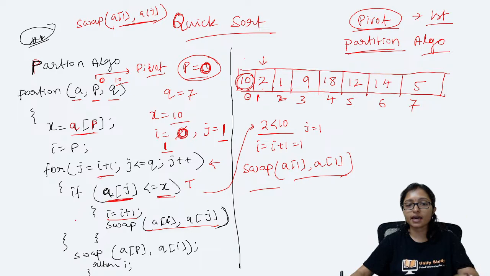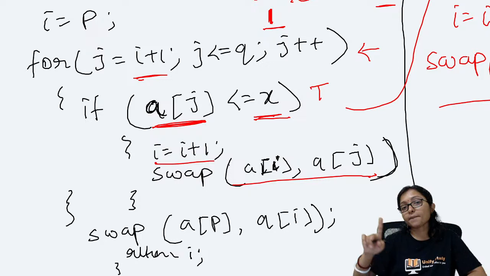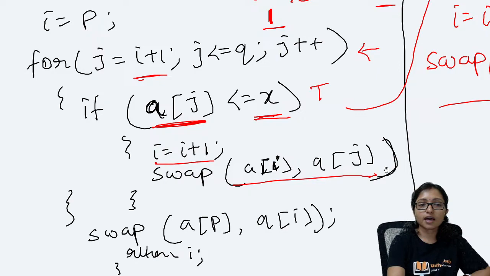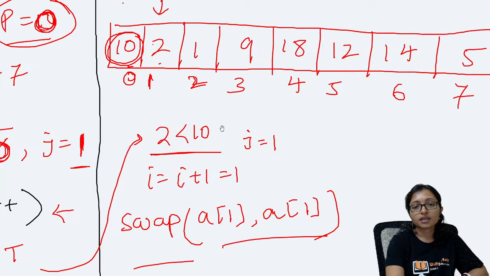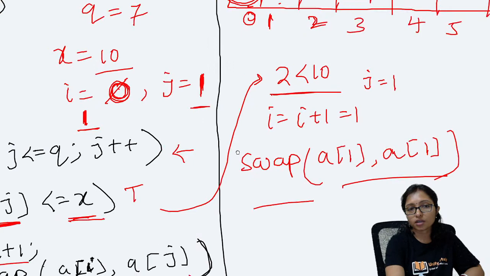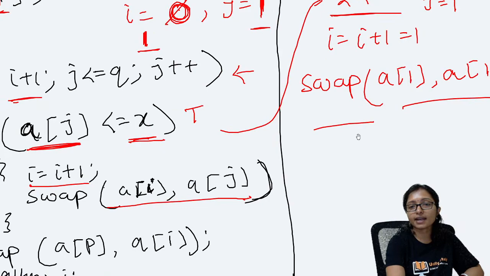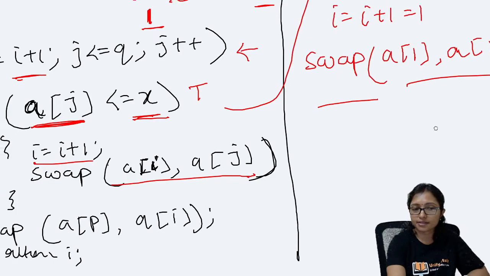I am zooming in a little bit so that you can understand the game. What is the game going on? Here is the game. AJ less than or equal to X. I am checking this one, AJ, that is 2. 2 is less than or equal to 10. True. Whenever it is true, I am increasing I equals I plus 1. So now I value changed to 1. I is 1, J is 1. Now the swapping is between AI and AJ, means ultimately there is no swapping, it will stay in the same place.